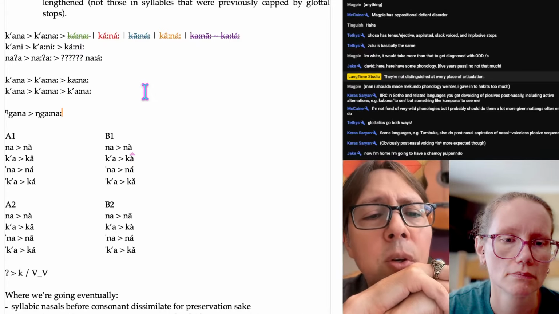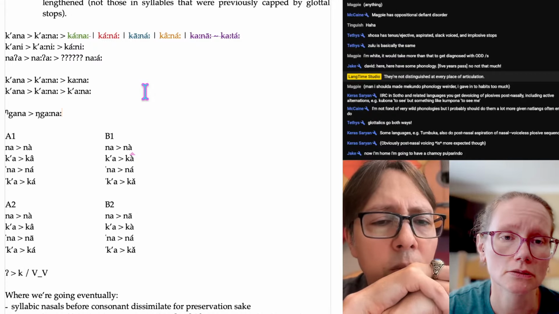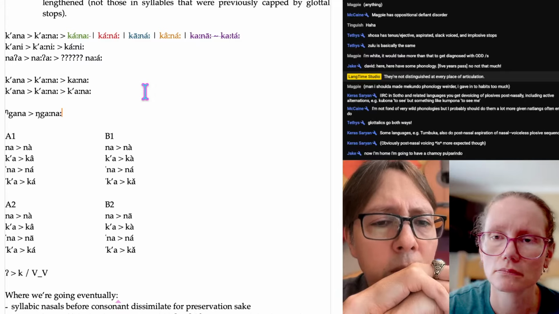Also, can you move your cursor on the document? I'm attempting to. There we go. All right, there we go.